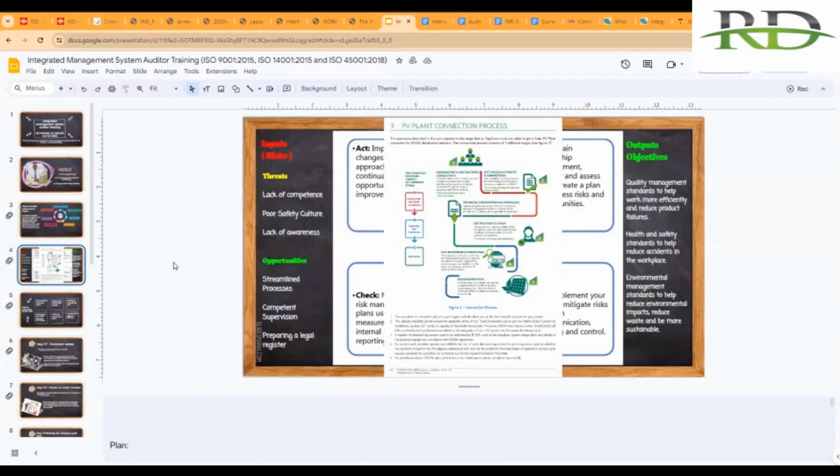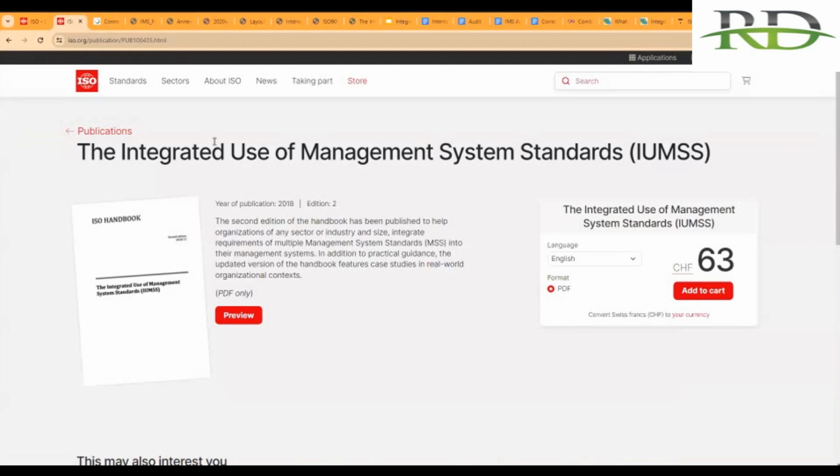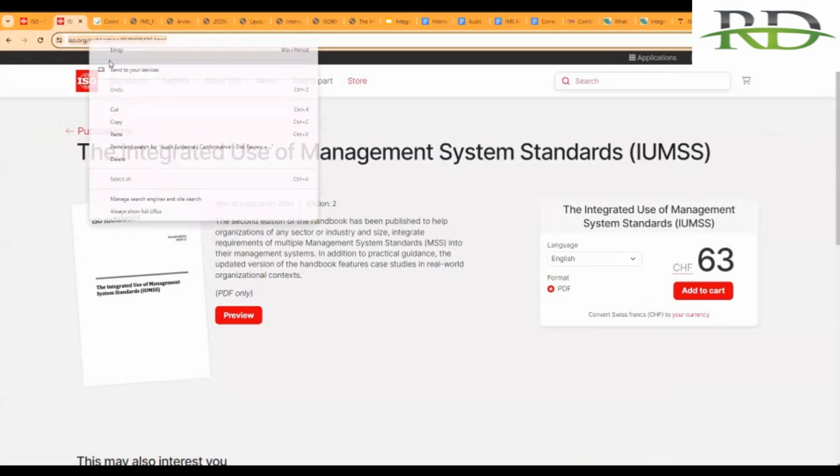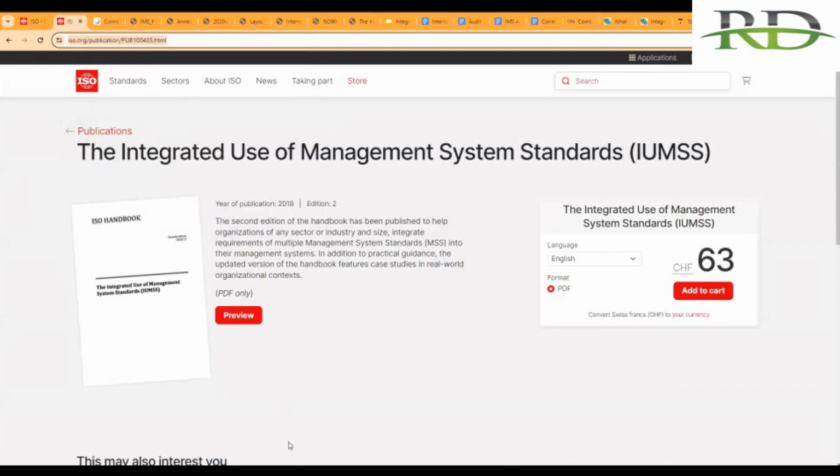So at this point now, before we proceed and go on to the integrated management system, the documents I would like you to get, first of all, I would like you to get this resource for the integrated use of management systems. This is actually mandatory. You should always have this with you so that you can see what are the examples.